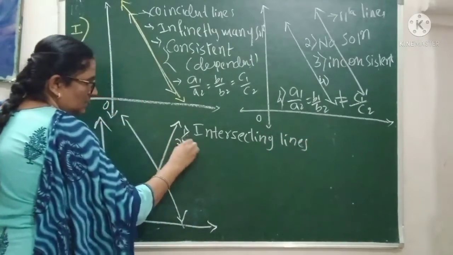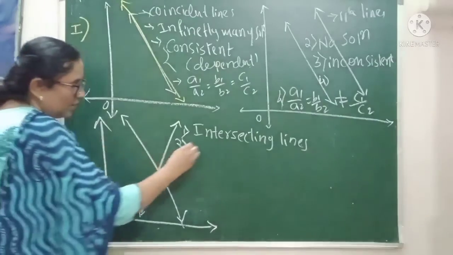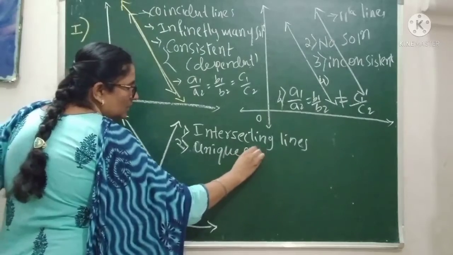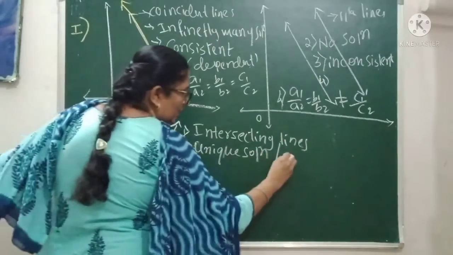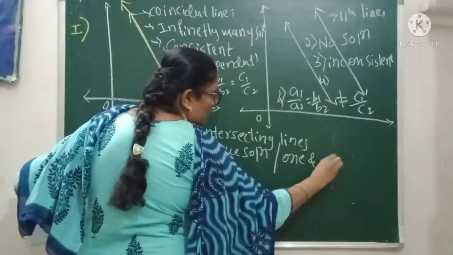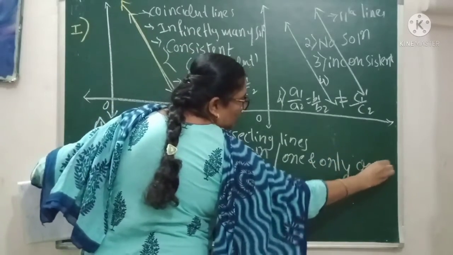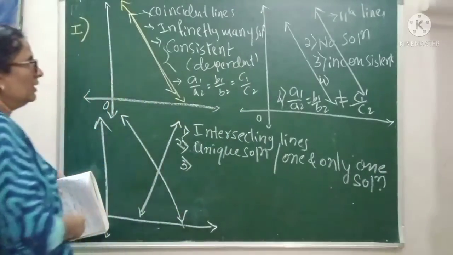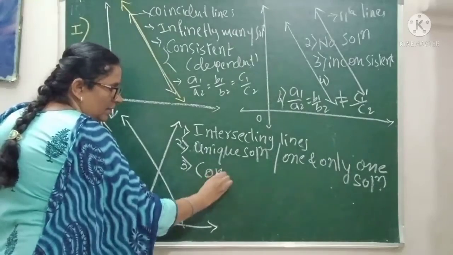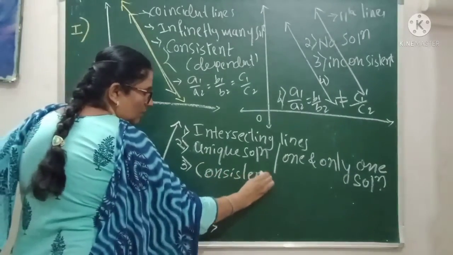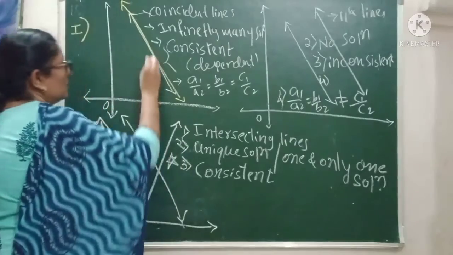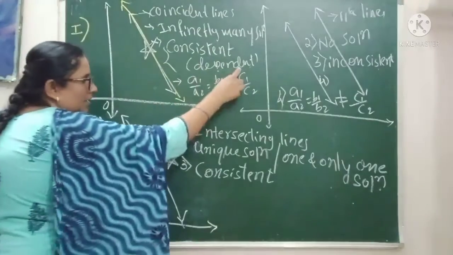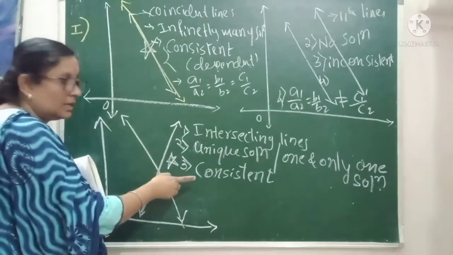The second one: yes, it has solutions. What solution? A unique solution, which is the same as one and only one solution. Both are the same. Then the third one: of course this is consistent but not dependent. This is only called consistent. Remember this, they may ask this. In coincident lines you get consistent, dependent, but here only consistent.